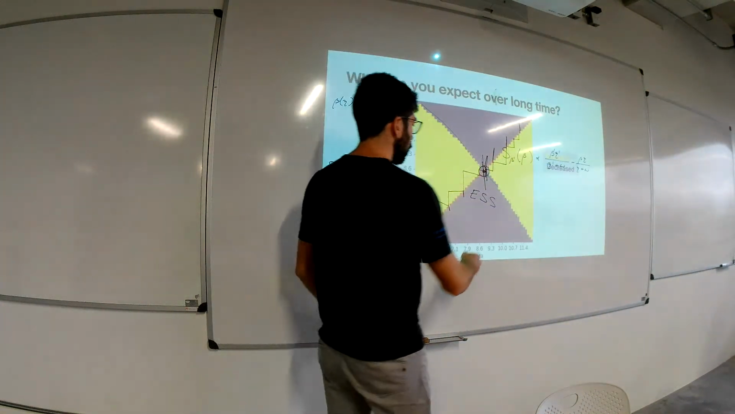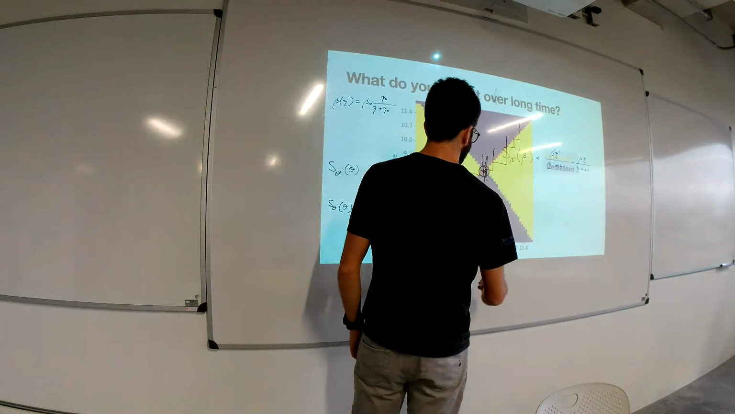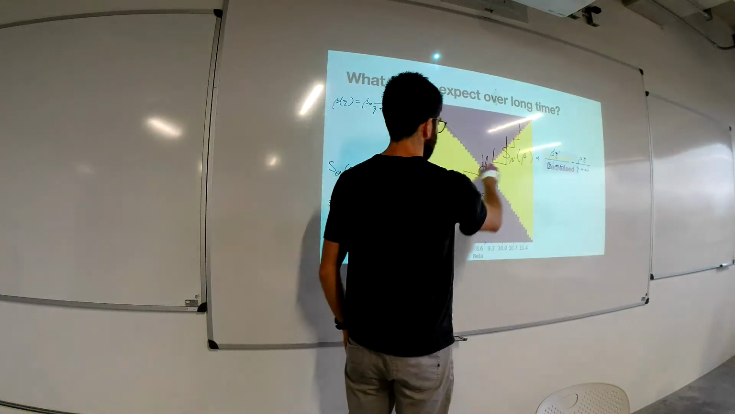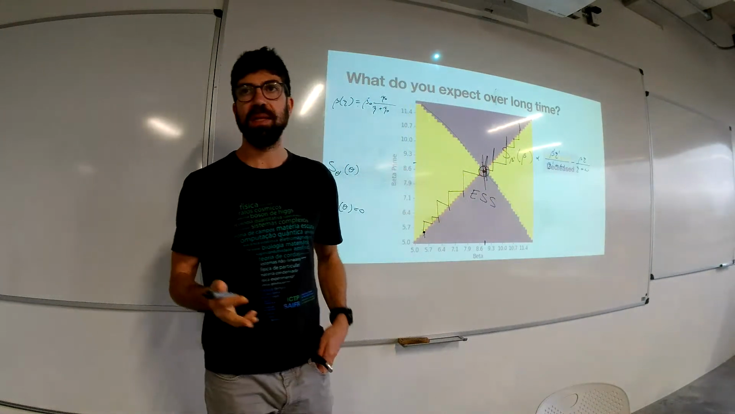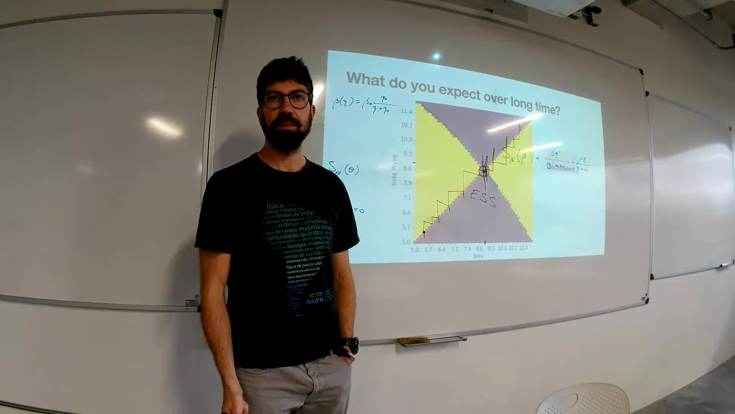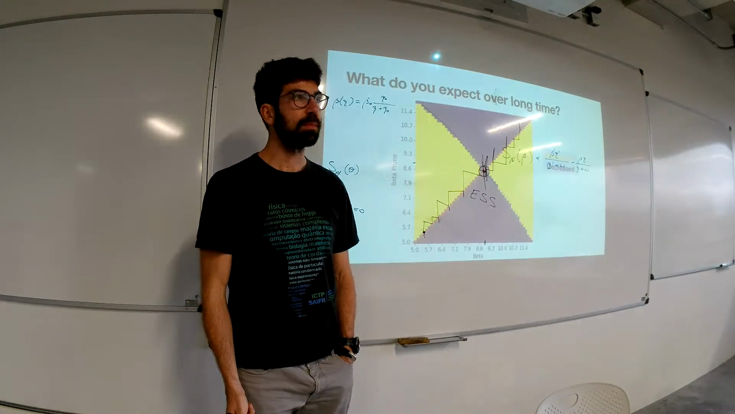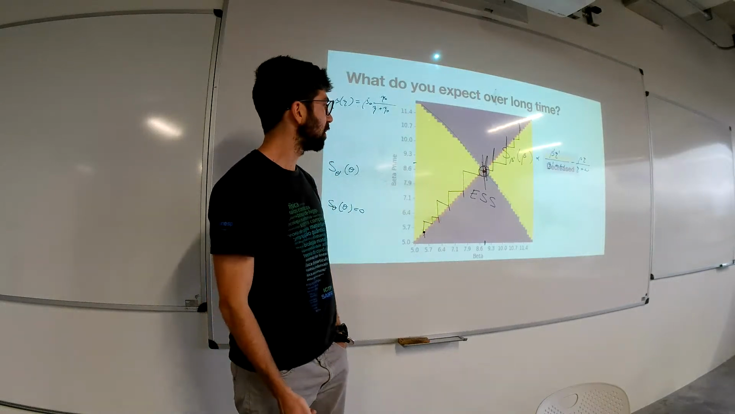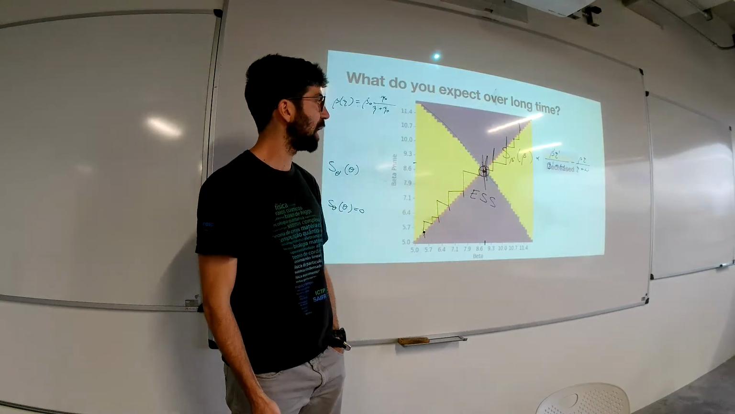Now, suppose that you want to calculate this value here, the value of beta that cannot be invaded, the value of beta that is the evolutionary stable state. How do we find it? Yes. One way is the intersection of the two lines.